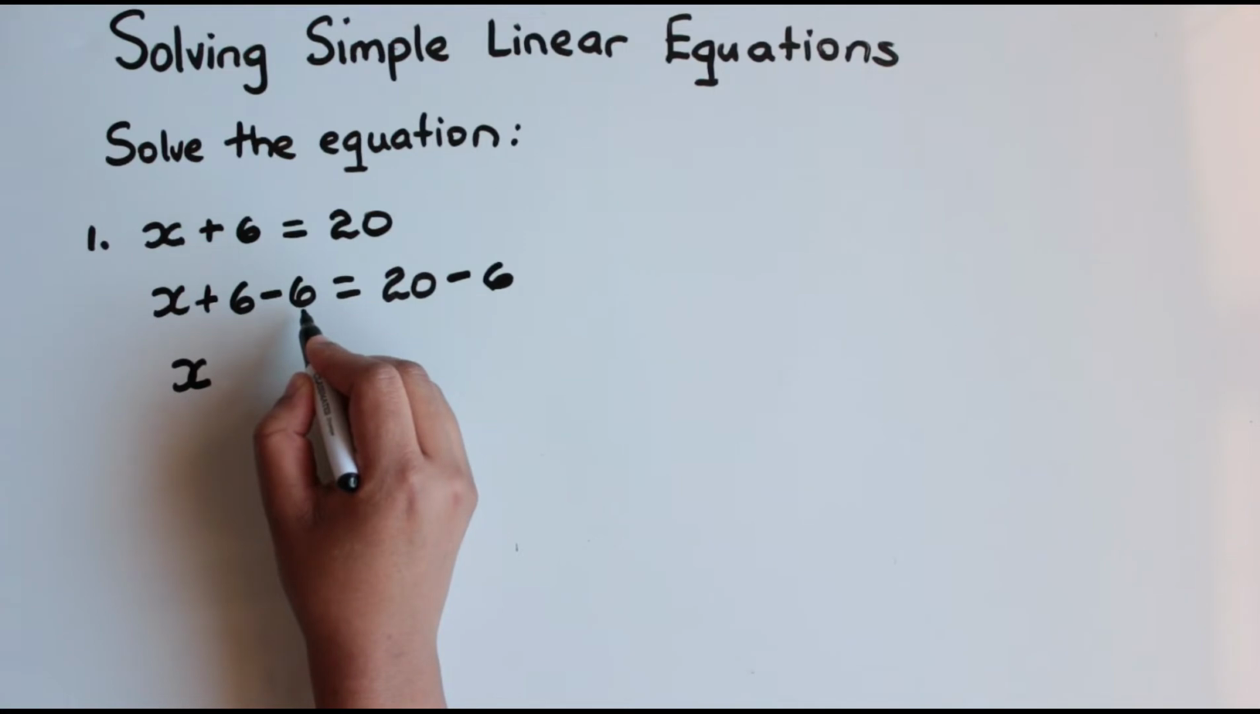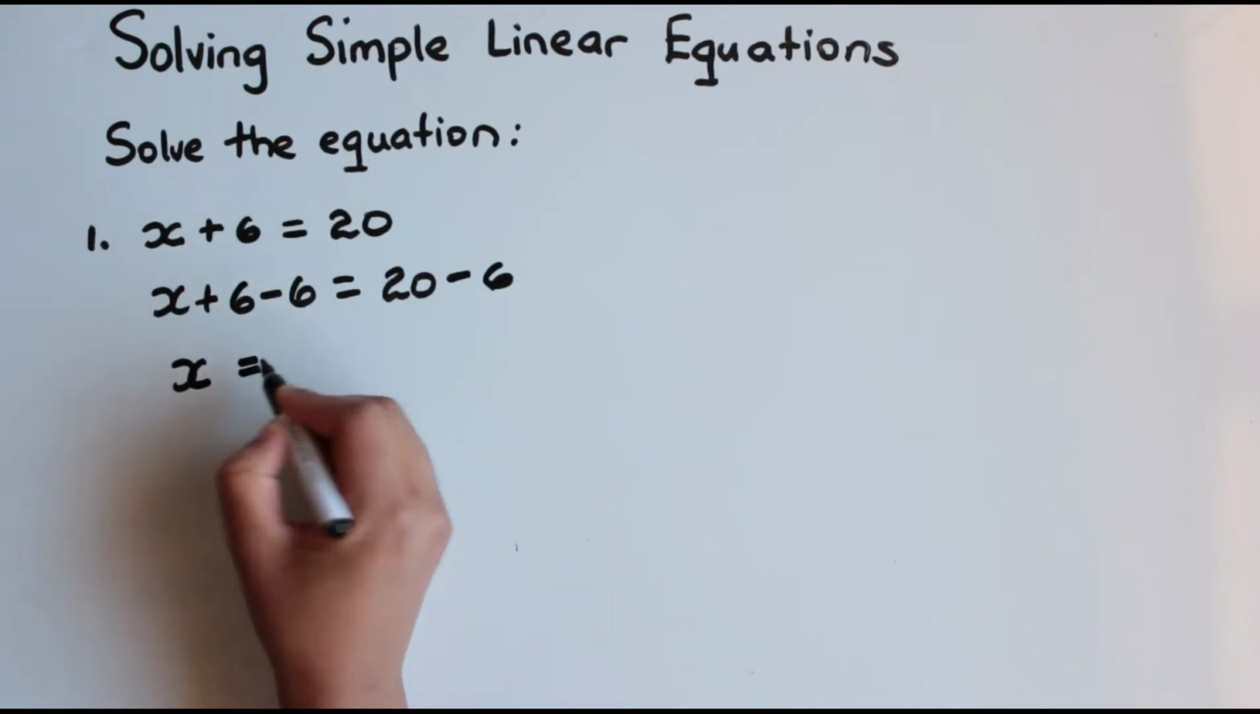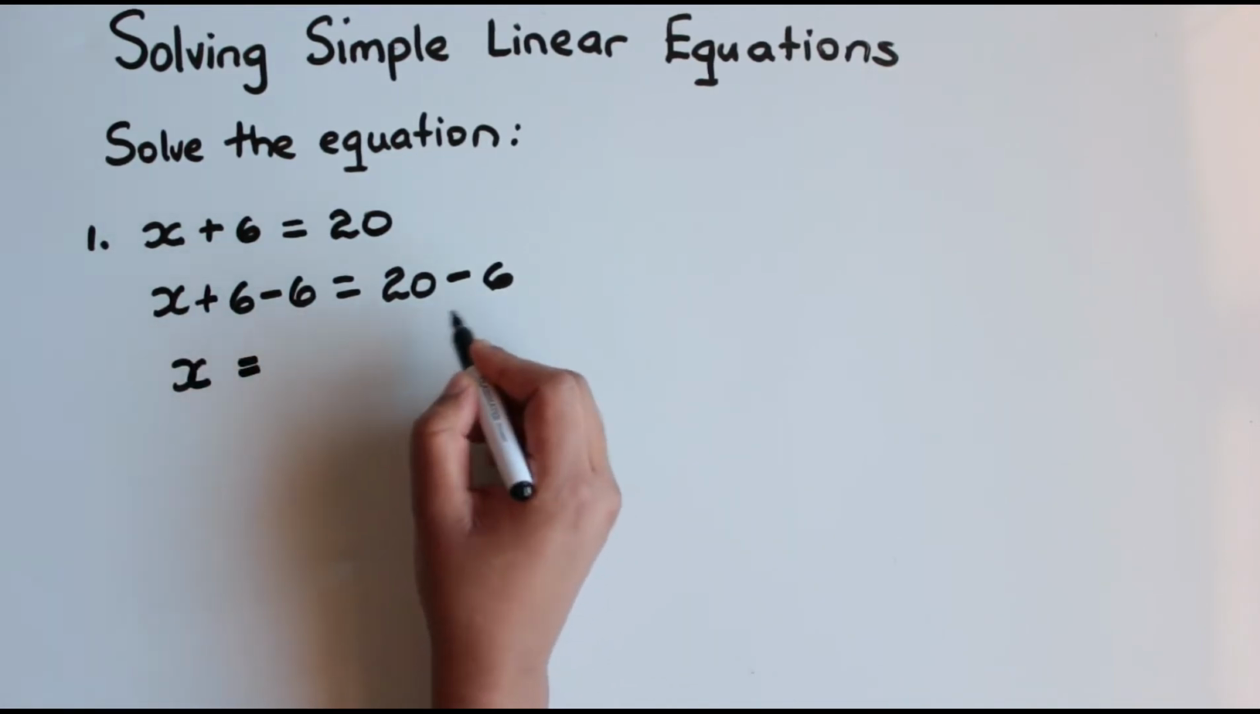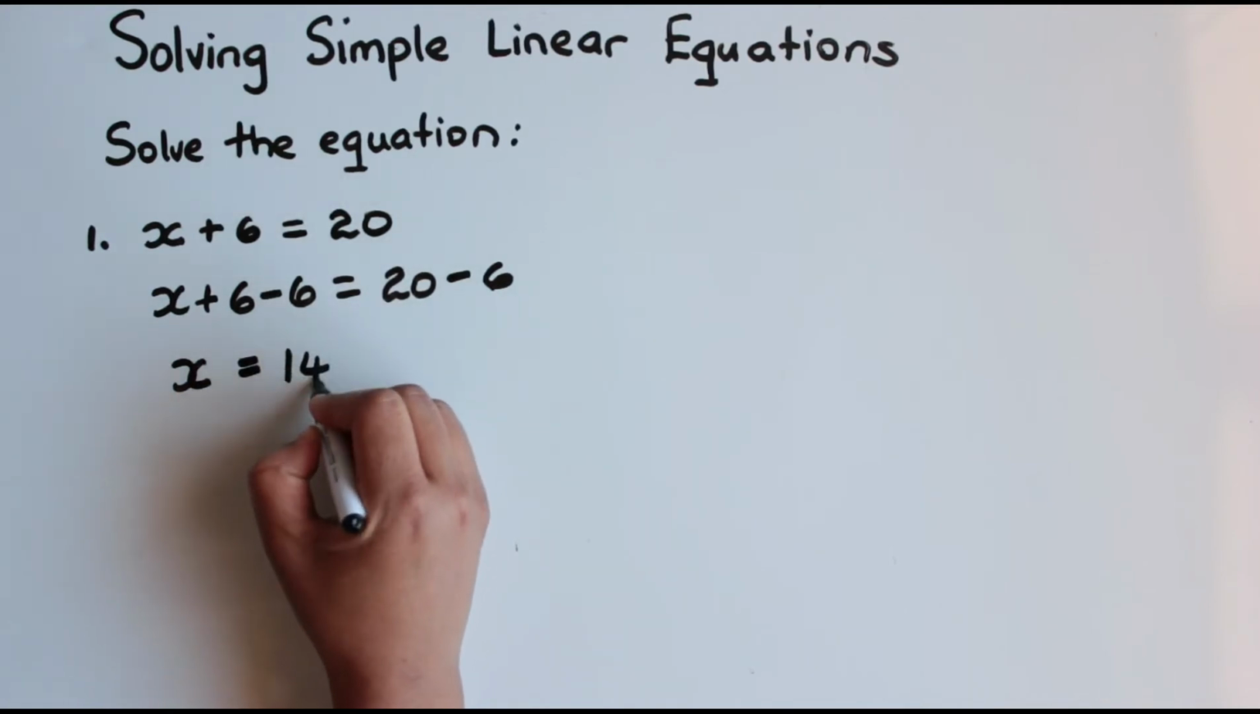6 take away 6 gives 0, so I'm left with x on my left hand side, and now I have 20 take away 6, that gives me 14.